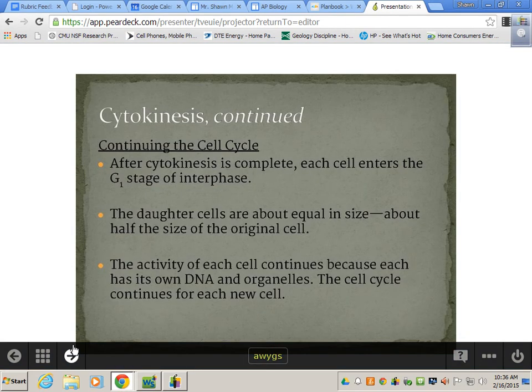So after cytokinesis is complete, each cell enters the G1 stage of interphase, where it will grow in cytoplasm and organelles. The daughter cells are about equal in size, about half the size of the original cell, and the activity of each cell continues because each has its own DNA and its own organelles, and the cell cycle will continue for each new cell, and then we can take them through G1, S, G2, PMAT, and cytokinesis, right?